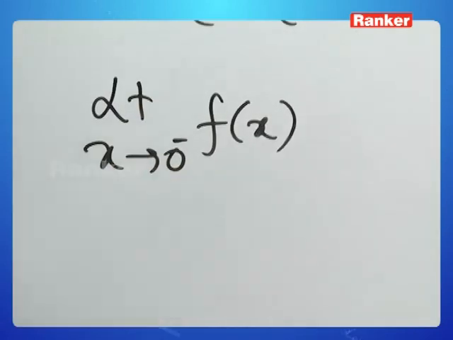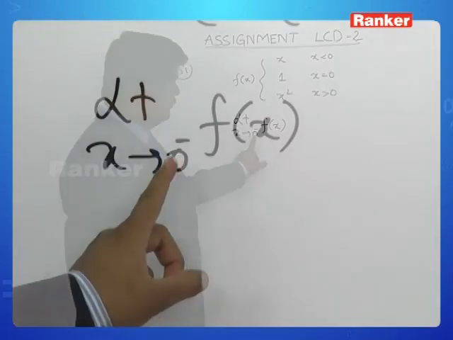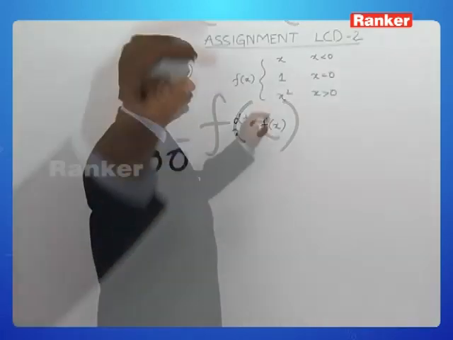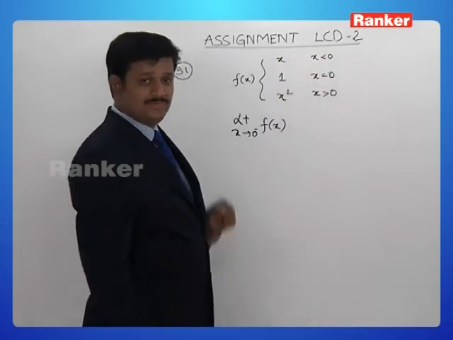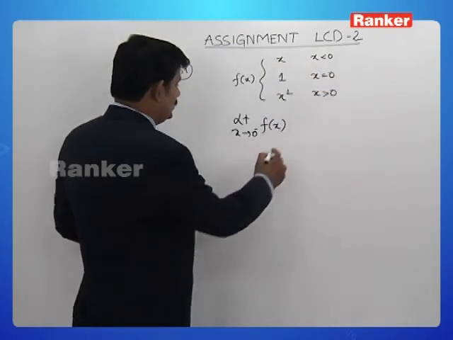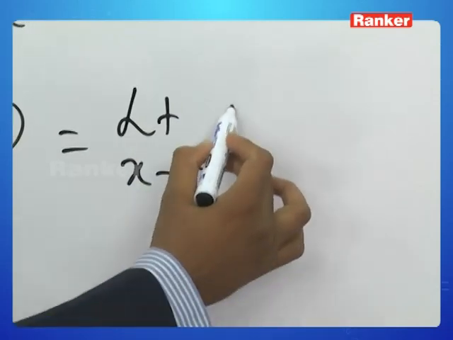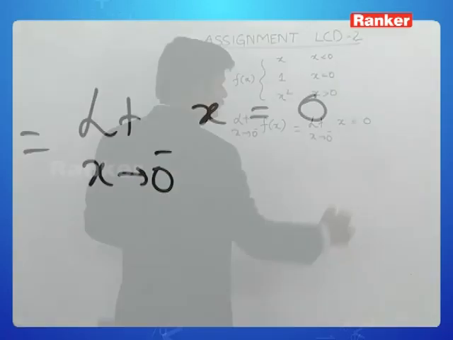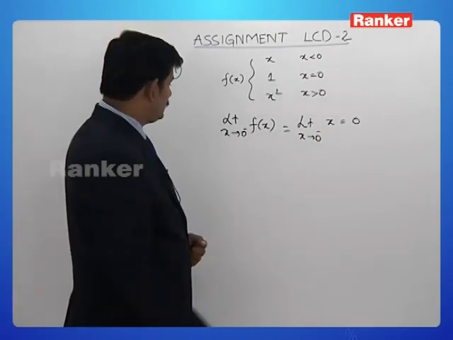As x tends to 0 minus, x is slightly smaller than 0, and when x is slightly smaller than 0, f of x is given by x. Whenever x is smaller than 0, f of x is given by x. So, this limit we can write as the limit as x tends to 0 minus of x, which is 0. As x tends to 0 minus, x is 0.